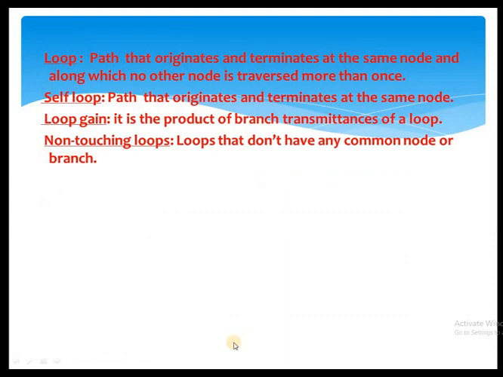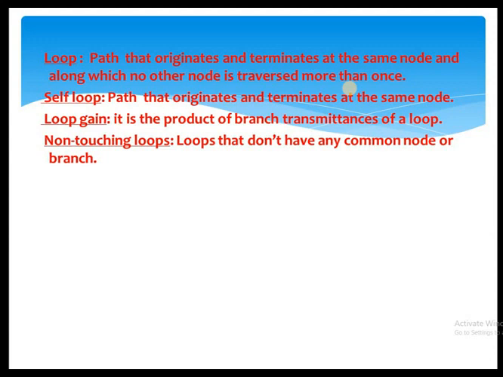Next definition is loop. What is a loop? The path that originates and terminates at the same node, and along which no other node is traversed more than once. The path originates and terminates at the same node. We have to close the loop. We start from a node, travel through a path, and come back to the same node. That is nothing but a loop. Here also you should remember that there is no repetition of any nodes.